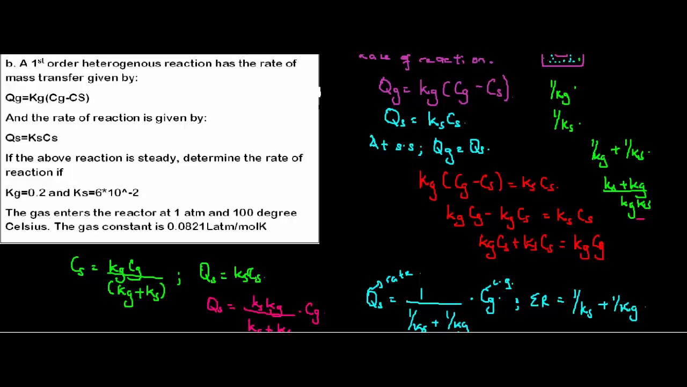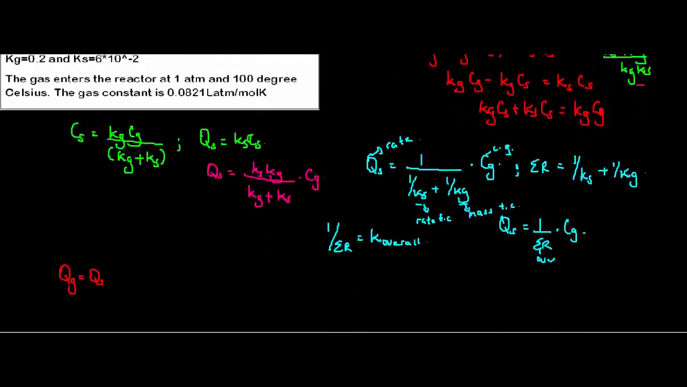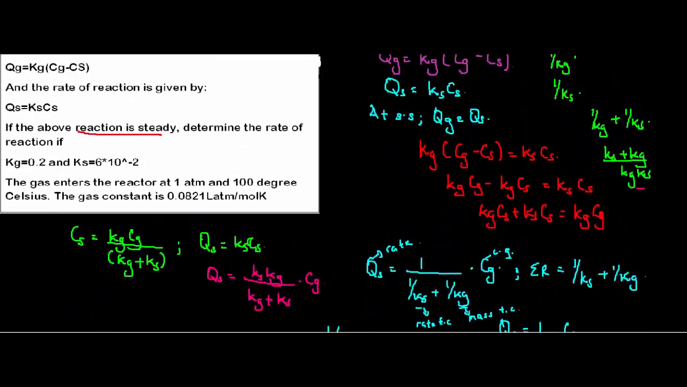We're told that if the reaction is steady, from what we've learned, if the reaction is steady it means qg is equal to qs. Now if qg is equal to qs, I have that, to determine the rate of reaction, and they're asking you to find qs. Now, I'm looking for qs in this case.